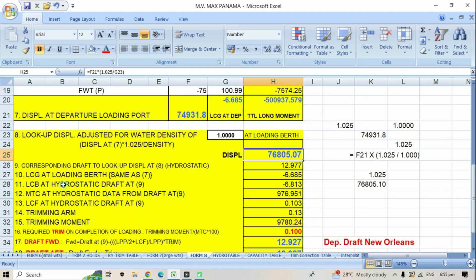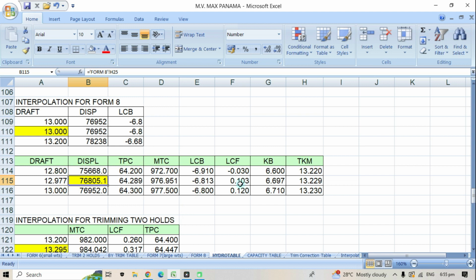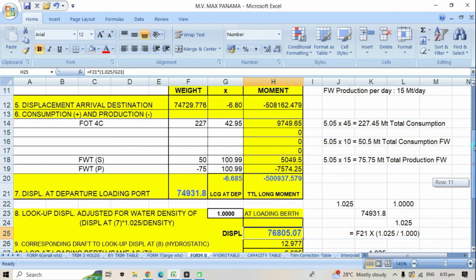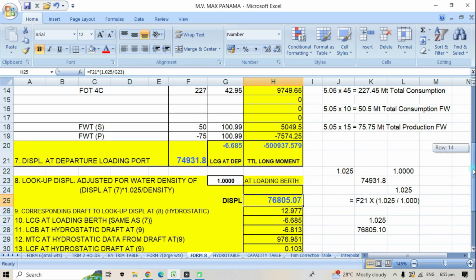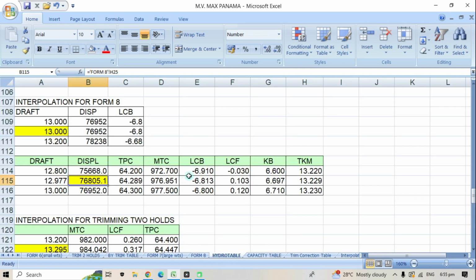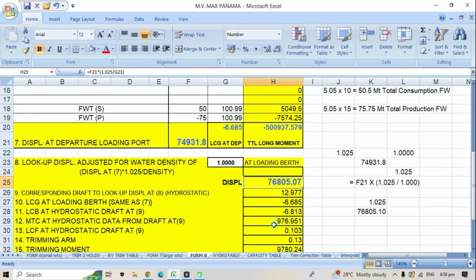LCG. What's LCG here? Ah, okay. Sorry. LCG here is this one, new LCG. This is LCG negative 6.685, this one, and number 9 LCB. LCB is negative 6.183. Negative 6.183, okay?